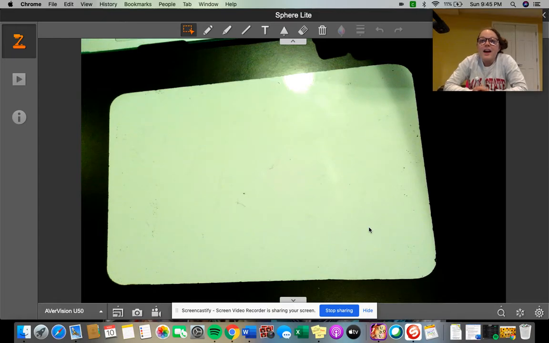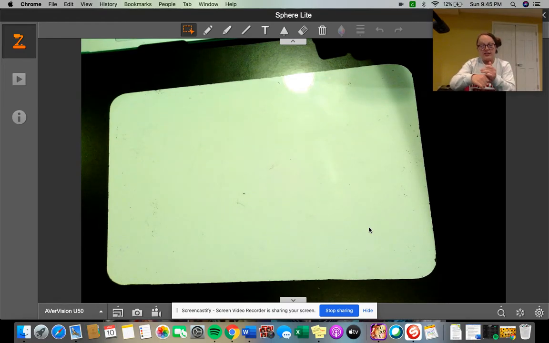Hi friends, today in math we are going to do a quick review of shapes and we're going to learn some new things about shapes too. So what we are going to do today is look at different parts of shapes to see how they are the same and how they are different.